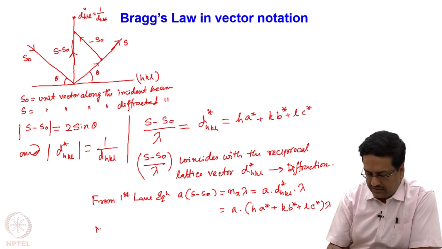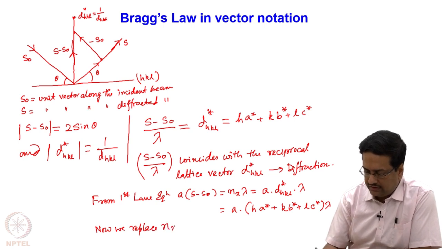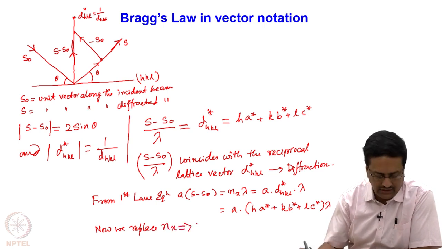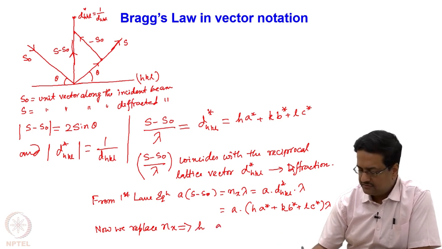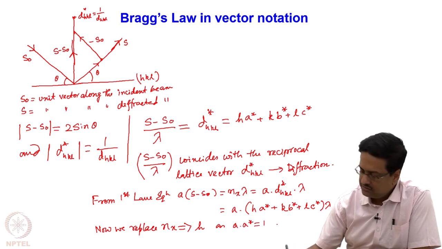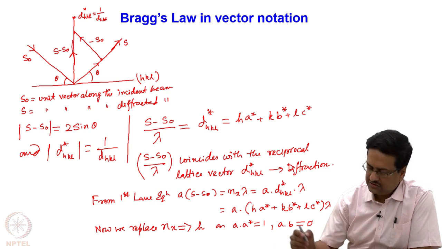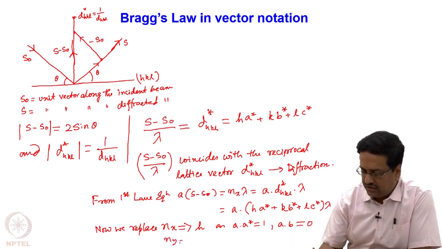So now we replace nx by H, as A dot A star is equal to 1 and A dot B star is equal to 0. So similarly, we can write ny equal to K and nz equal to L.